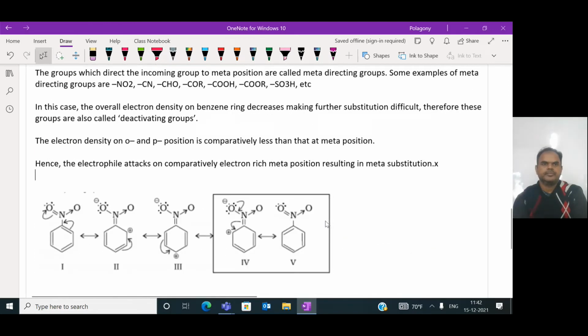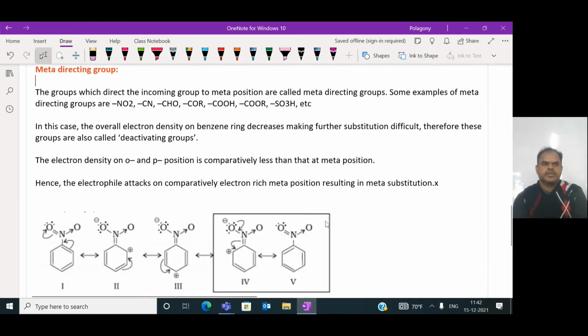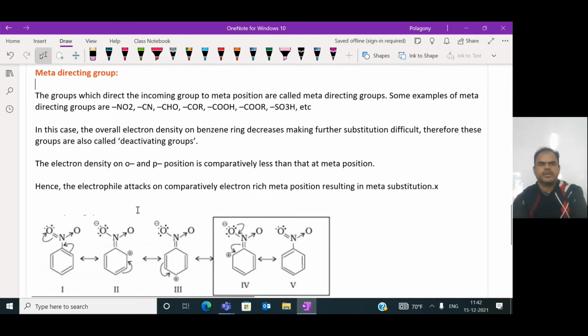Now, another one: the second type of groups that are present on the monosubstituted benzene are meta-directing groups we call. What are the meta-directing groups? The groups which direct the incoming group to the meta position: NO2, cyanide, aldehyde, carboxylic group, SO3H group come under meta-directing groups.